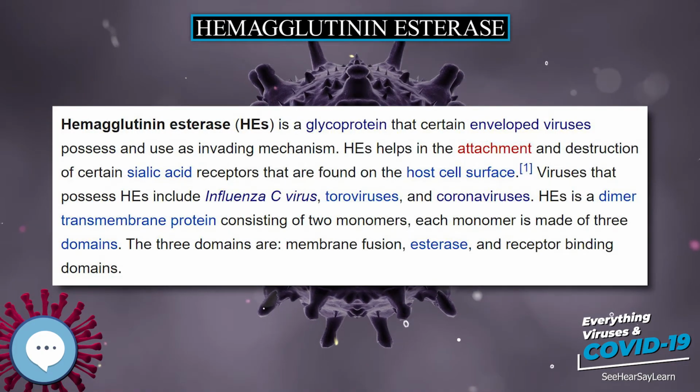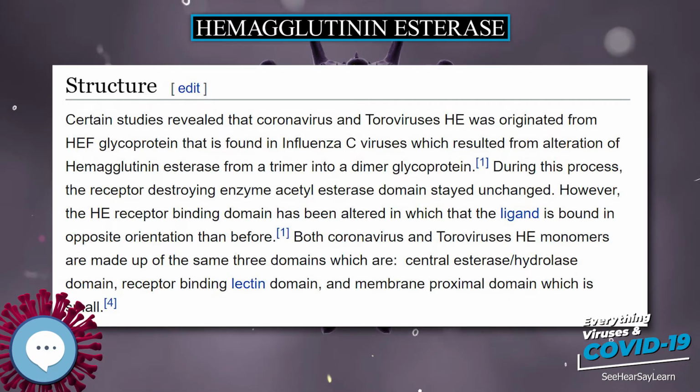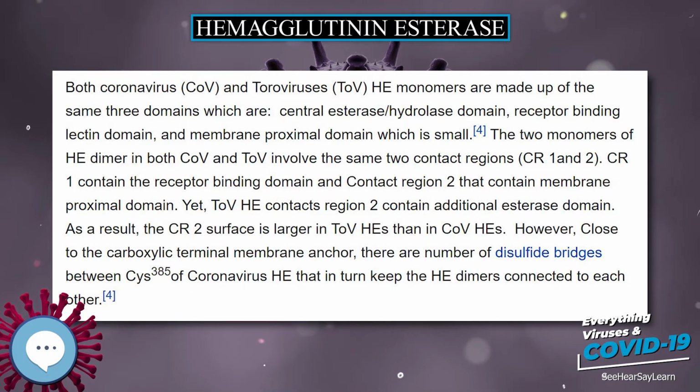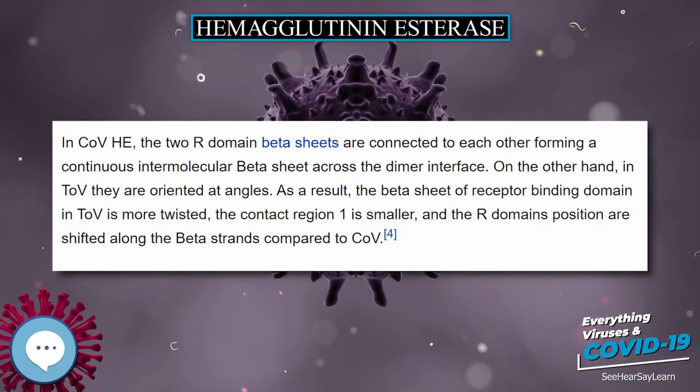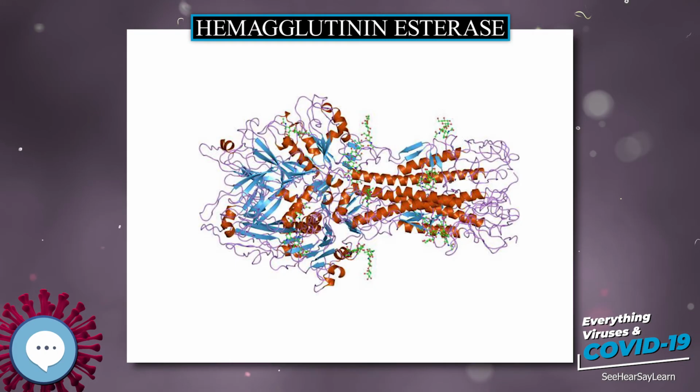HES is a dimer transmembrane protein consisting of two monomers. Each monomer is made of three domains. The three domains are membrane fusion, esterase, and receptor binding domains. The different HES enzyme activities include receptor binding activity, receptor hydrolysis, esterase activity, and membrane fusion activity.